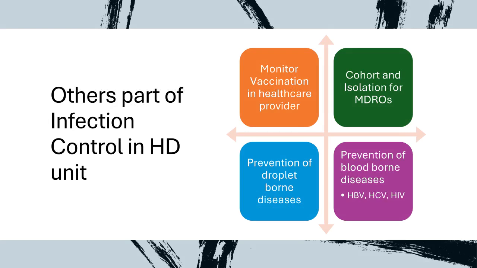Vaccination for healthcare workers, especially hepatitis B. Cohort or isolate MDRO patients. Keep them separate to prevent spread. Prevent droplet infections: masks and good ventilation. Prevent blood-borne diseases: HBV, HCV, HIV. No sharing of supplies, safe needle handling. That's it, simple but very important.